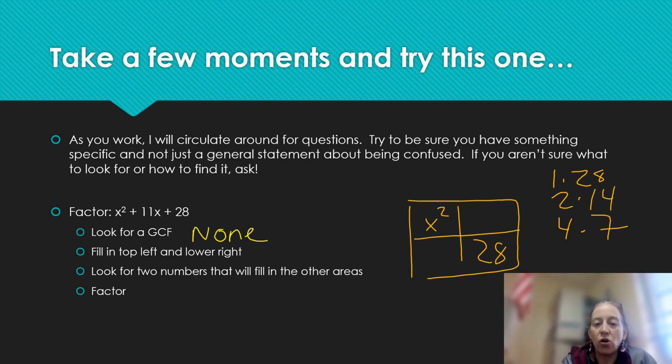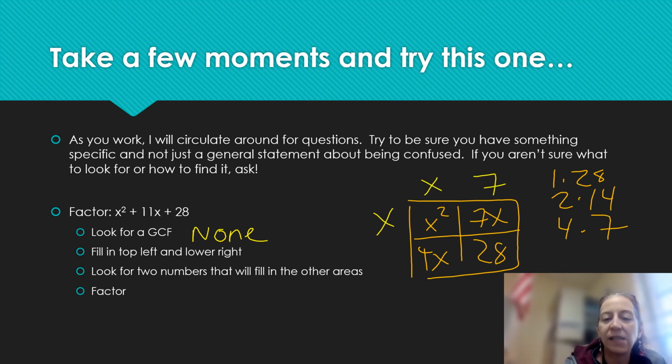4 and 7 are the 2 that will add up to give me the 11, which means I have 4x and 7x. Now it's totally okay if on yours you put the 4x here and the 7x here, okay? That's going to be fine. That's not going to affect your answer at all. All right, and now let's go ahead and get those factors. So this would have to be x times x. This would have to be a 7. This would have to be a 4. And then you can use that last one to check. 4 times 7 would give you the 28.